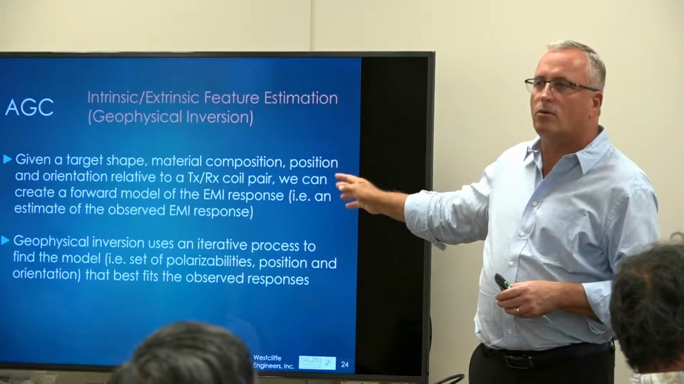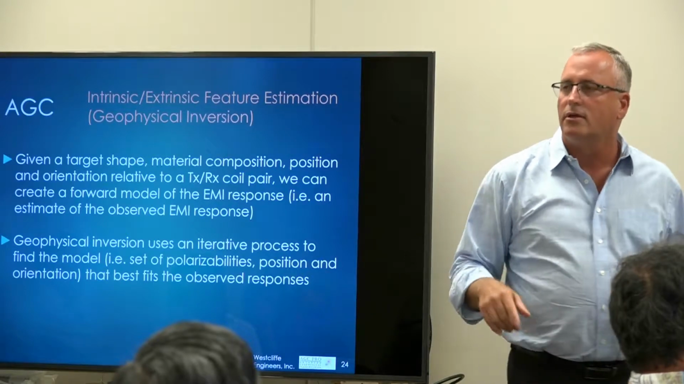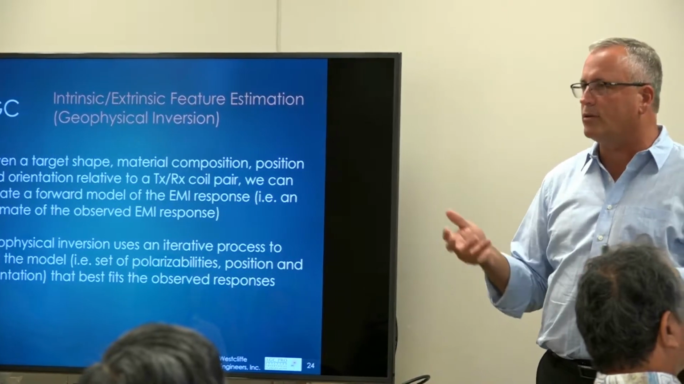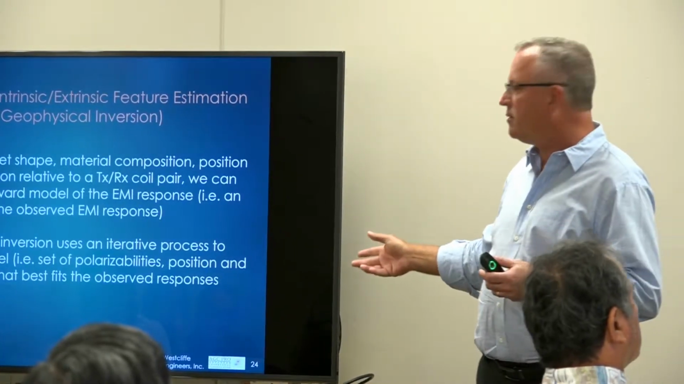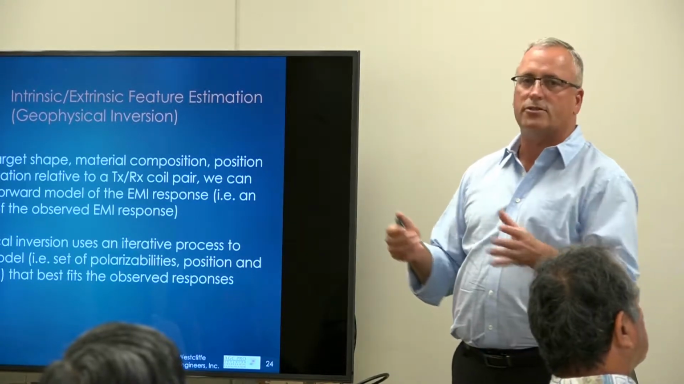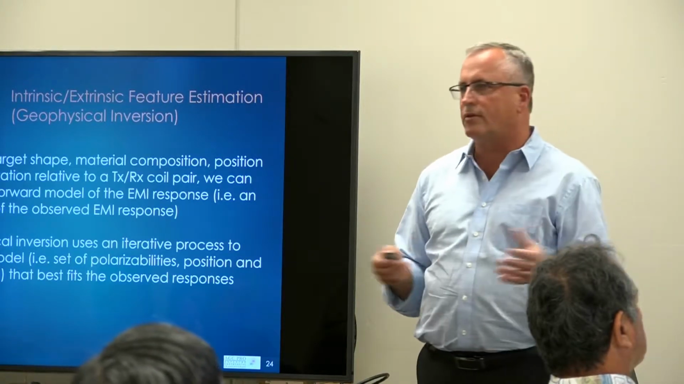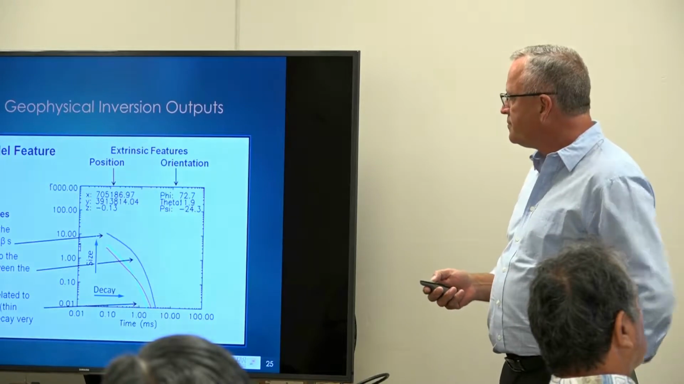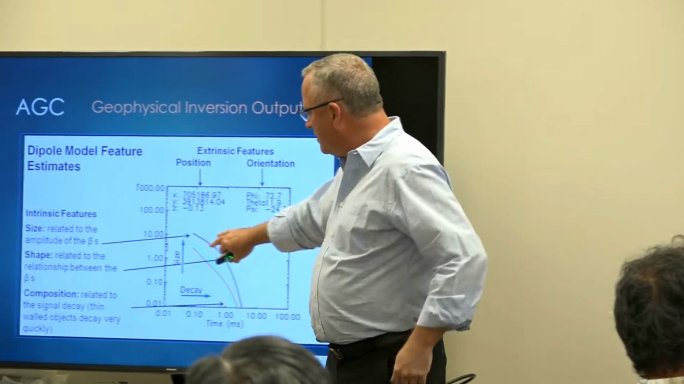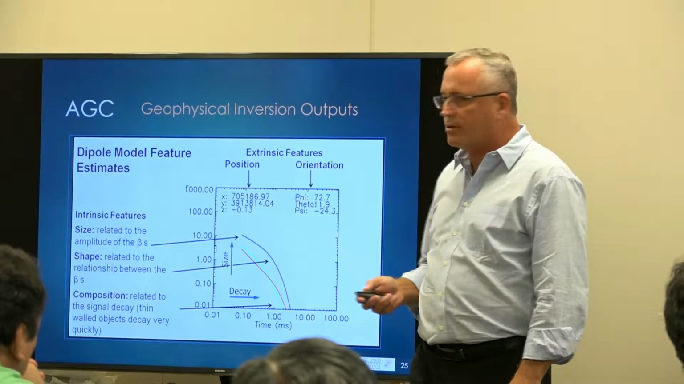That's easily done. And so the opposite of that is called the geophysical inversion, where you go back and you iteratively change all the parameters, X, Y, Z, orientation, and the polarizabilities. Change them all iteratively until you get a set of polarizabilities and position that matches your observed data. And that's how that works. So it's basically using the same modeling but inverting the process. Again, the output is the polarizabilities, or the intrinsic features, and the extrinsic features are position and orientation.